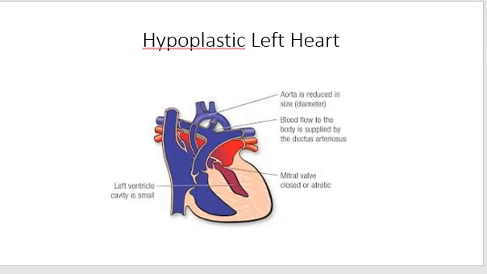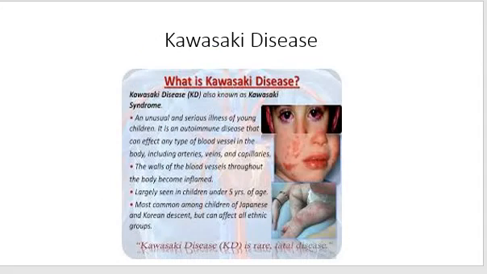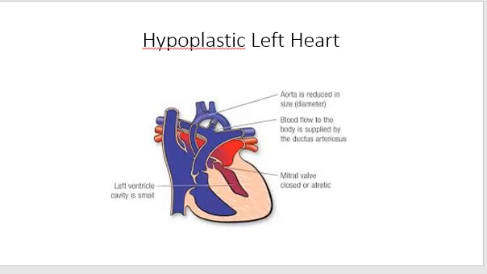So that was the other. So you don't have a left side of your heart. The aorta is reduced in size. The blood flow to the body is supplied by the ductus arteriosus, so we've got to keep it open. And your mitral valve on that left side of the heart is also closed and atretic, meaning it's not developed. So let me pause here.